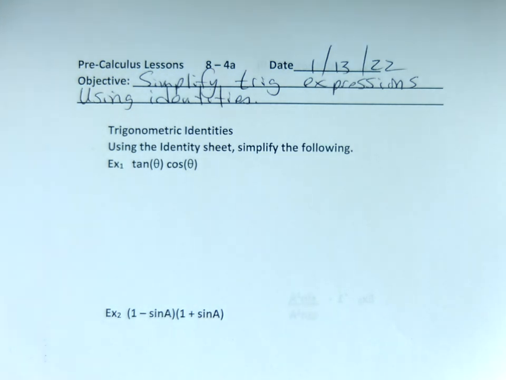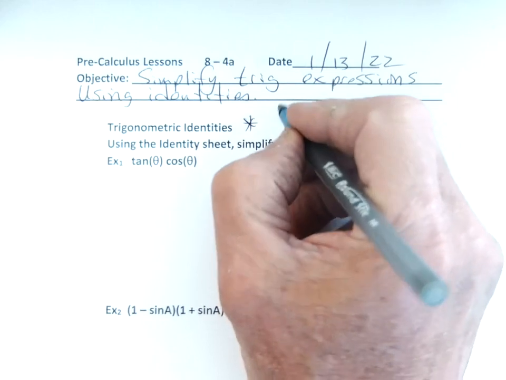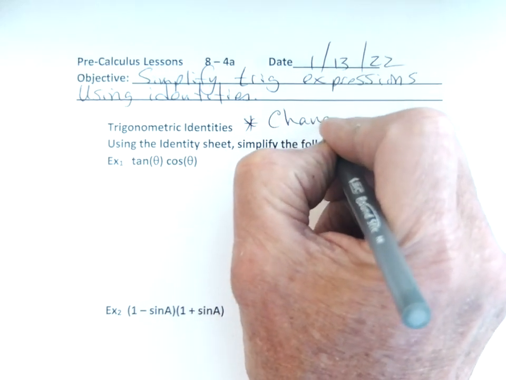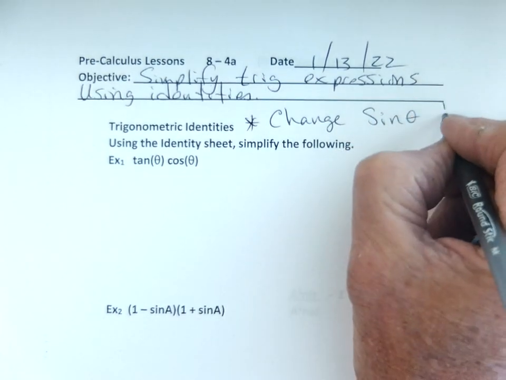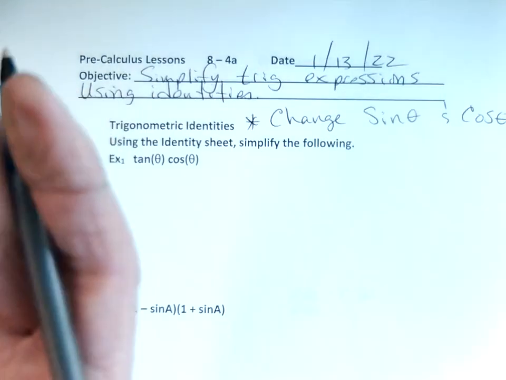All right, so when I take a look at example 1, I noticed something. What do you know about tangent? Take a look at your chart. What do you know about tangent? Sine over cosine. Do you see how that would help us simplify it? I mean, you could probably get the answer now, can't you? So one of the hints is, if you can, try and change everything to sines and cosines, because those are our basic building blocks.